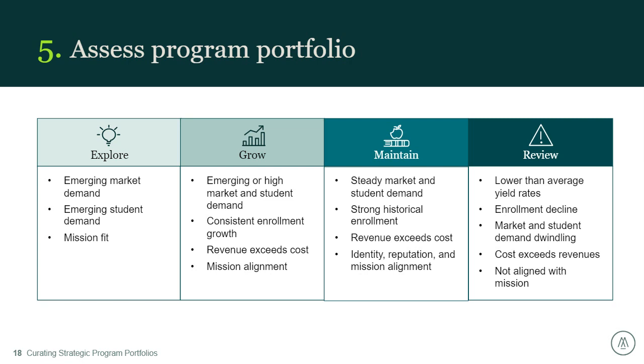So these are new programs or maybe an iteration of an existing program that has that trifecta. So we've got emerging market demand, we've got student demand, and we have mission fit. And these are the programs where you can develop recommendations around how to further explore these options. So thinking through different ideas around what would this program look like? How would it fit within our portfolio? What college would it be in? How would it impact our accreditation? How would we staff and support this program's success? What are the resources that would be required to really explore this program idea?